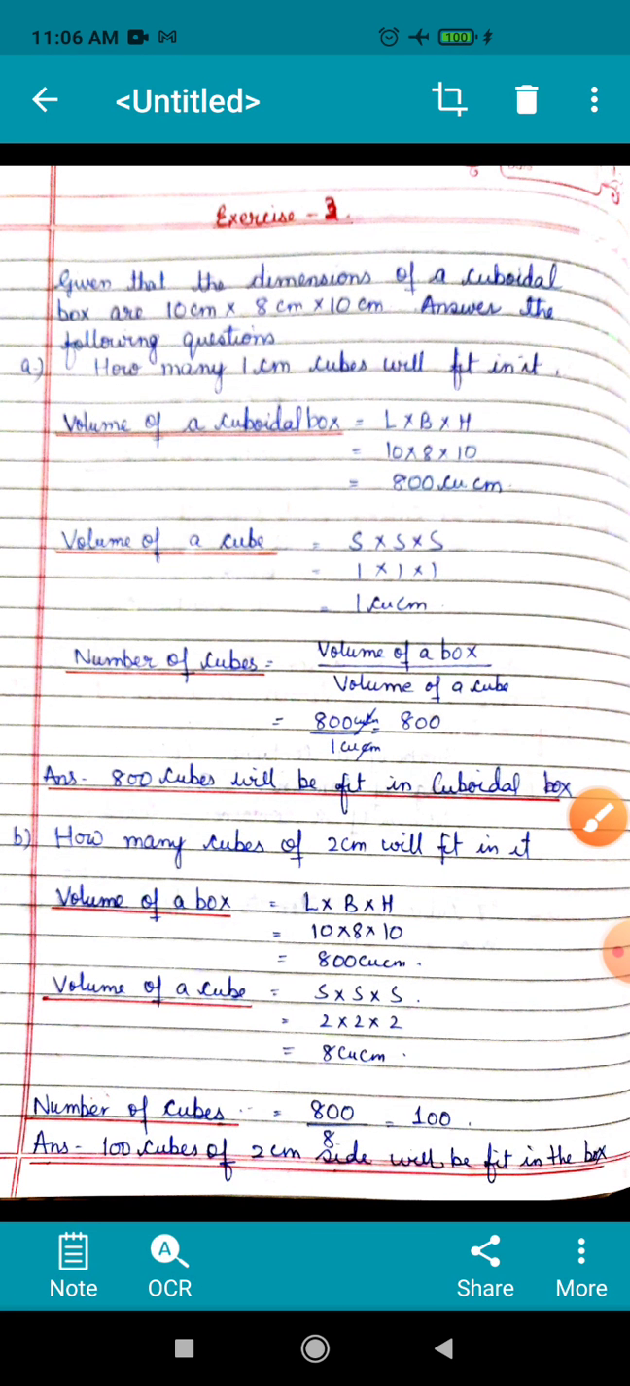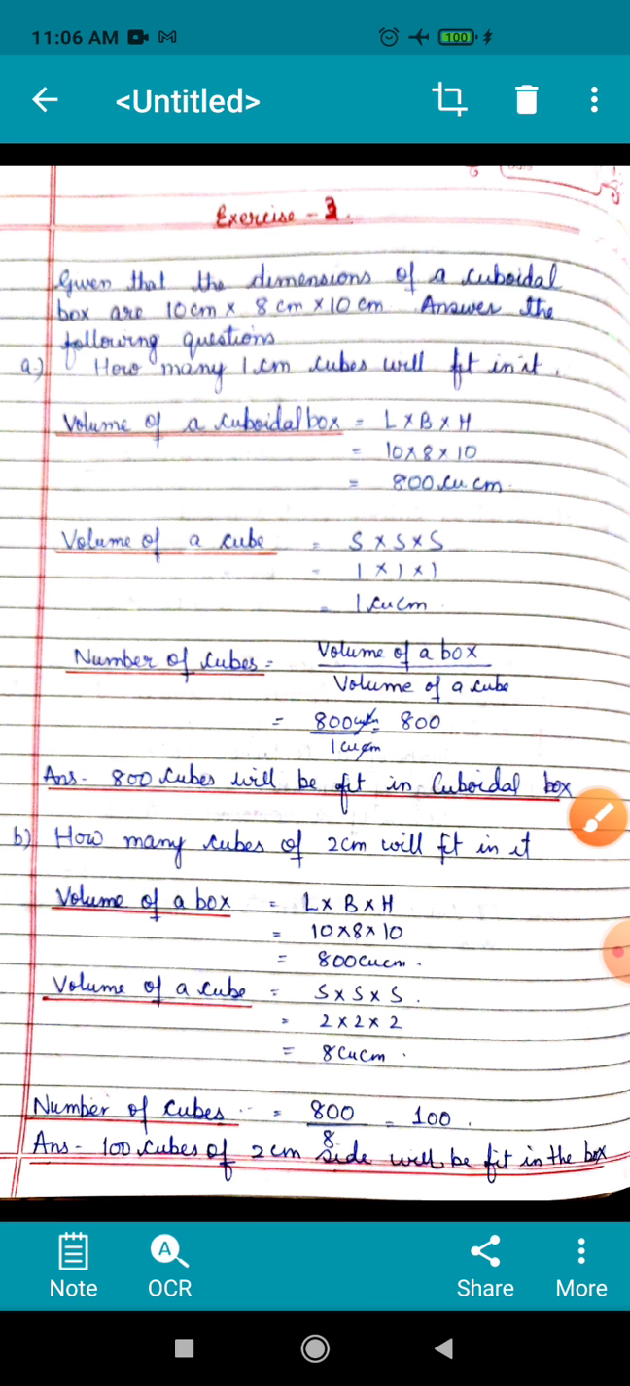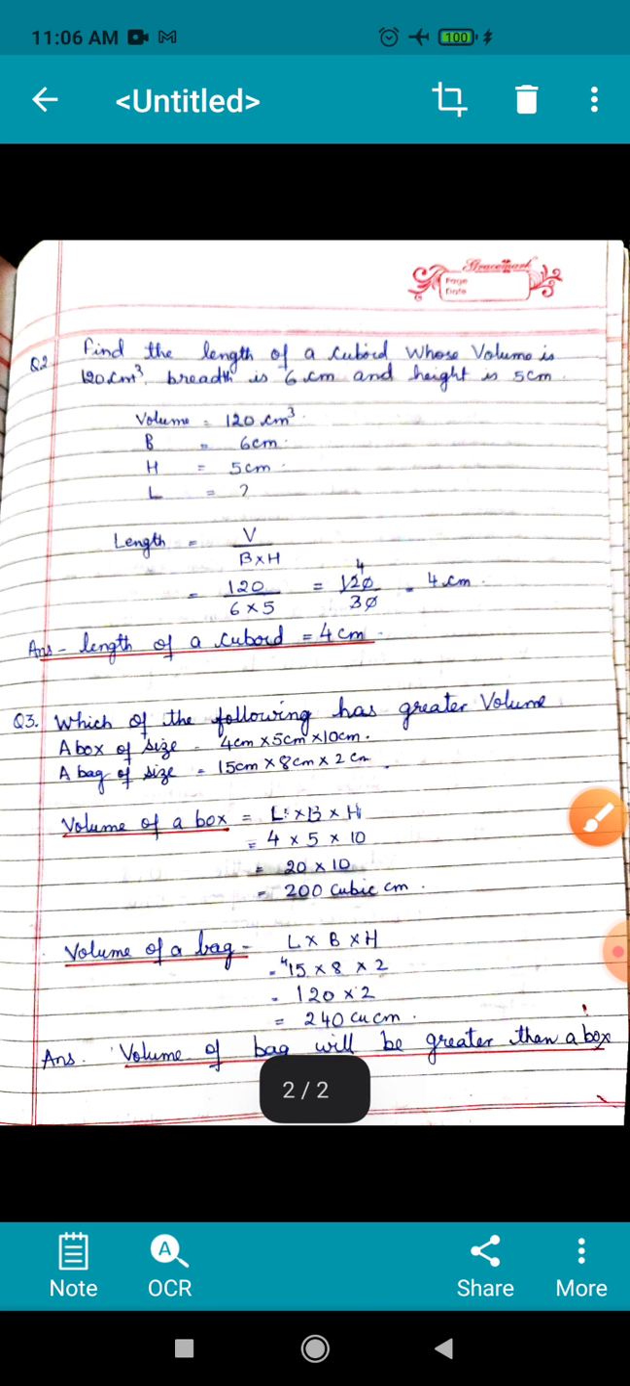Here you can see. Volume of box you have found out. Volume of a cube also you have found out. When you have divided 800 divided by 8, that becomes 100. Cubes of 2 centimeter side will fit in that box, right? Now let us see next question.